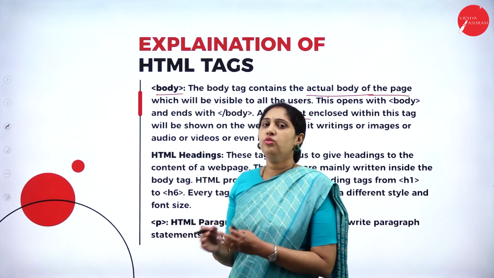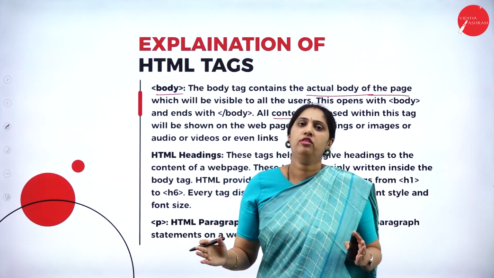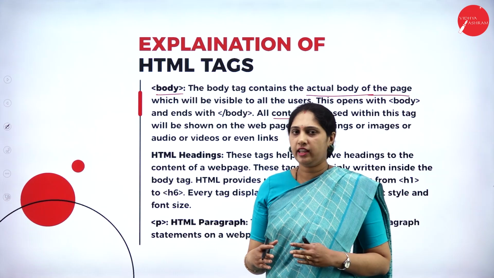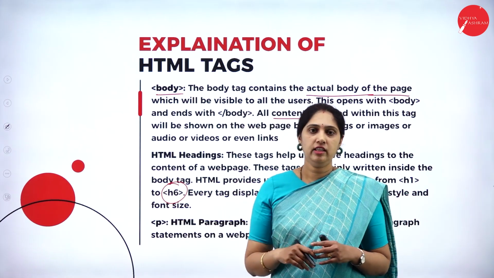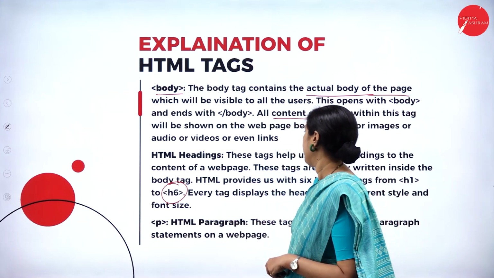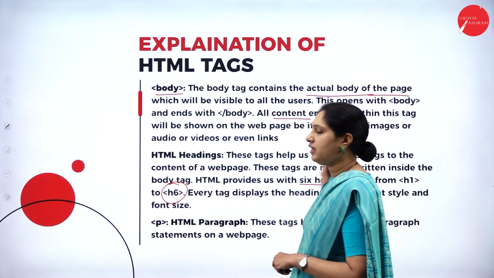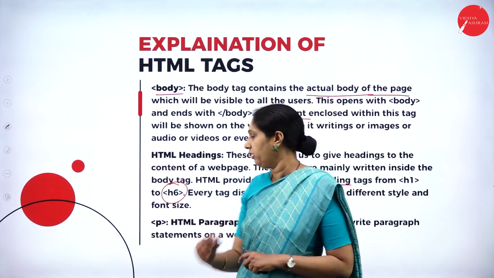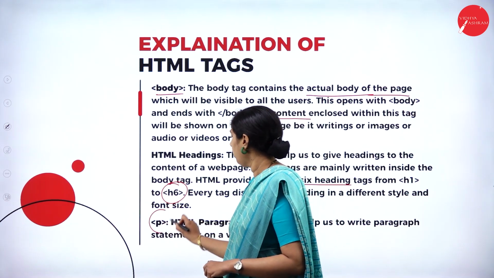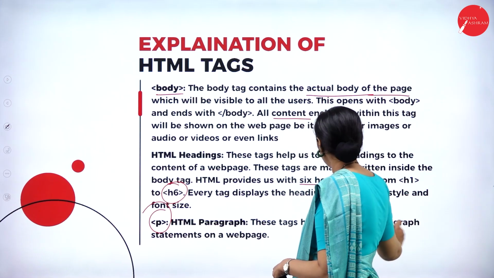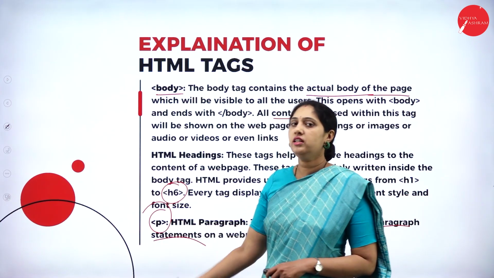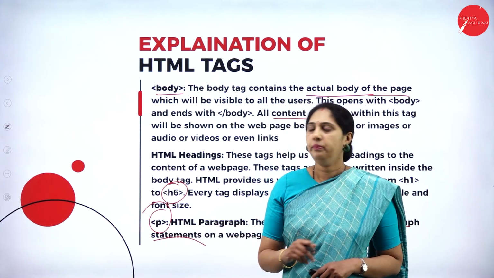When you go into the tags, you have a brief explanation. You can use many tags. One we discussed is the heading tag, from H1 to H6. How many headings are there? Six headings, from H1. Then P. We already discussed what P indicates: paragraph. So if you want to write paragraph statements, write them inside the P tag.